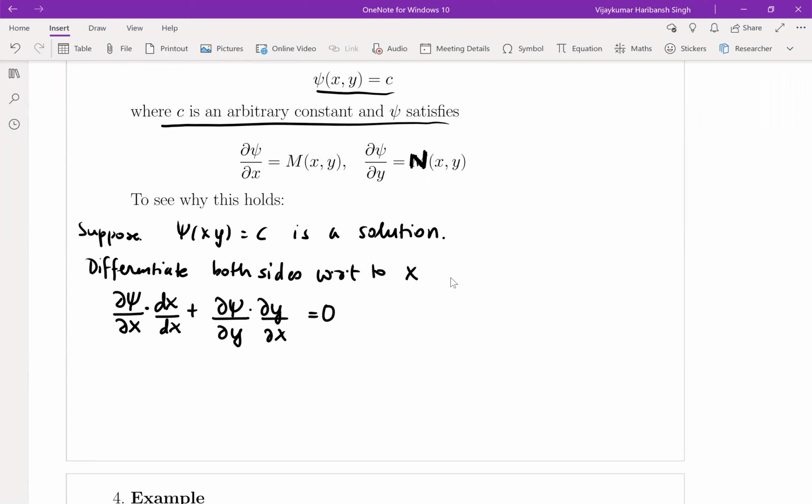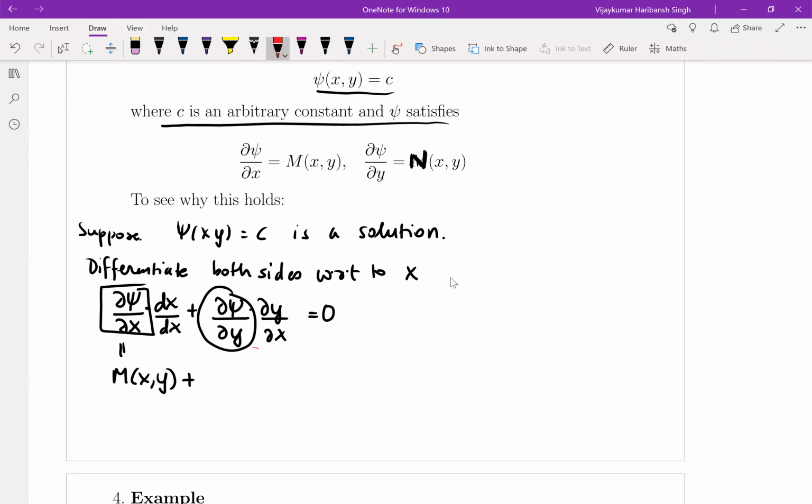So that is, we get, this can be thought of as your M. This is 1, right? So M(x,y) plus this can be thought of as N. So you get N(x,y) dy by dx equals 0. So it satisfies the equation. This is how exact differential equations work.